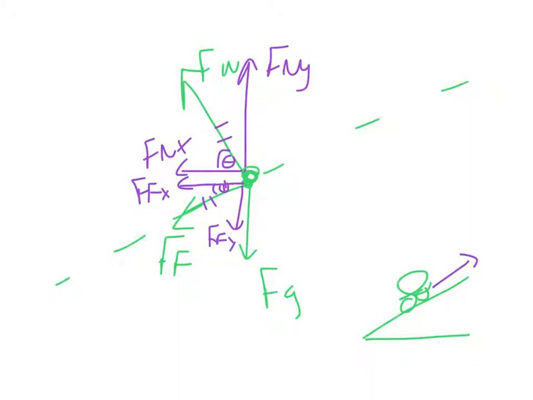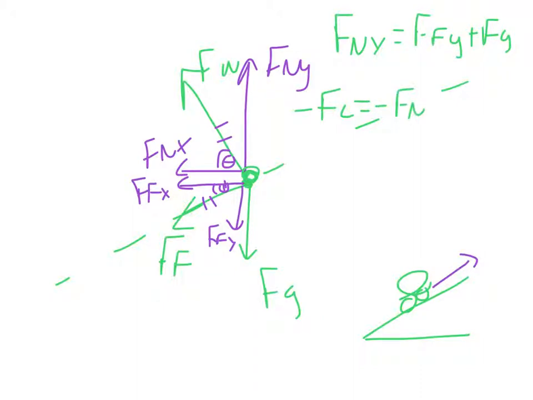So from our force diagram, normal force in the y, top equals bottom, is equal to FFY plus FG, and a negative centripetal force is equal to right minus left, so 0 minus Fnx minus FFX. Because those are all in the same direction, those negatives all cancel out to a positive. Okay, I'm going to go a little bit quicker.